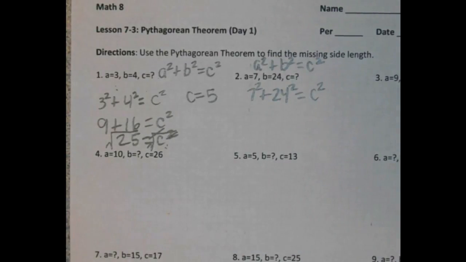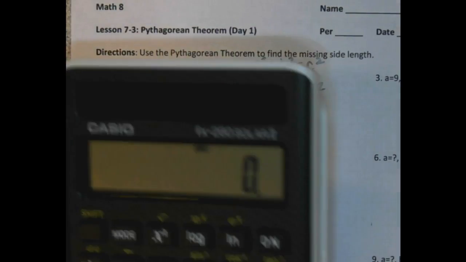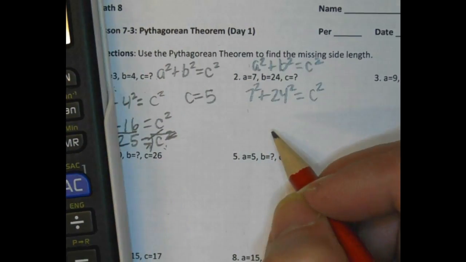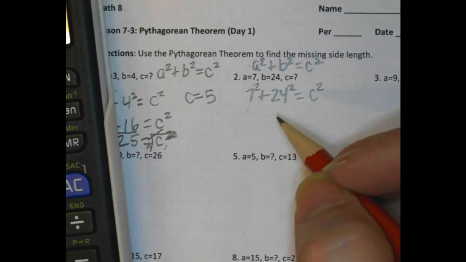So when I had you guys do your squares, how far did I have you write up your squares till? 20. So are you going to have 24 squared on your note card? But you do have access to calculators, right? So we're going to look at this. What is 7 squared? 49.